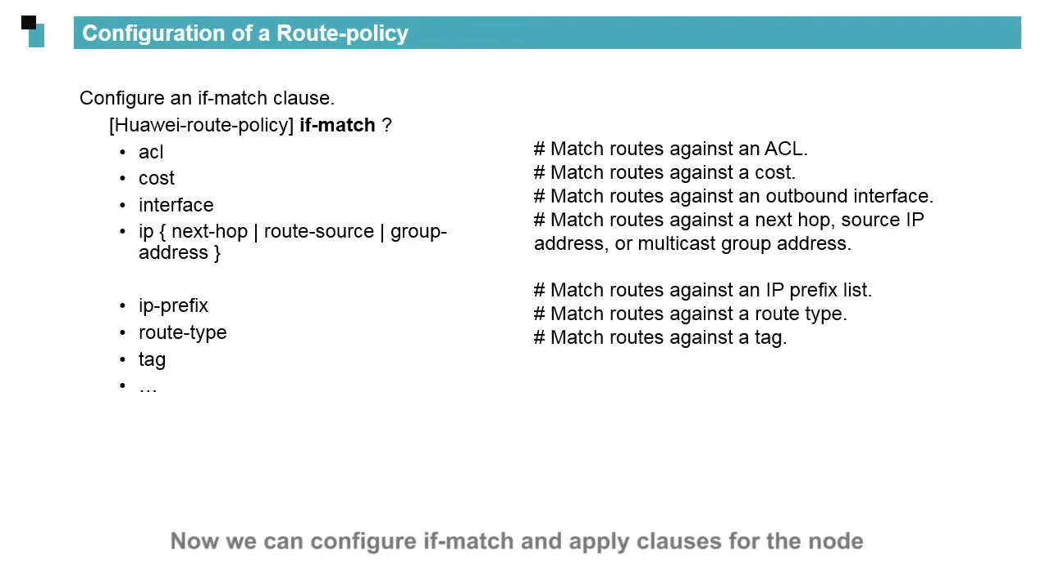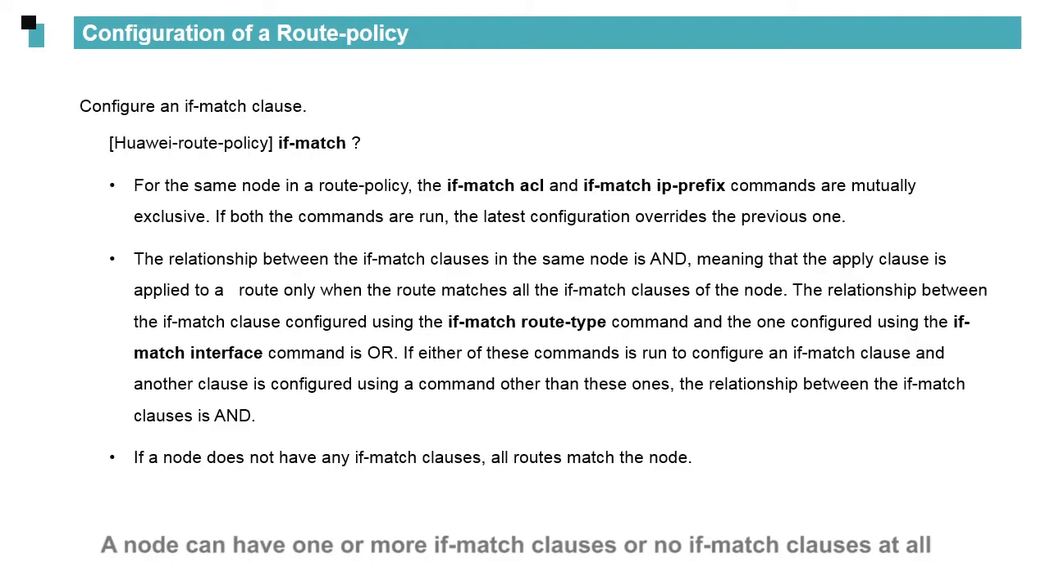Now, we can configure if-match and apply clauses for the node that is displayed. You can configure an ACL-based if-match clause to filter routes. On Huawei routers, ACLs specified in route policies can be used to filter routes based only on the network address. Alternatively, you can configure an if-match clause based on other information carried in the route, such as the cost or outbound interface. A node can have 1 or more if-match clauses, or no if-match clauses at all.